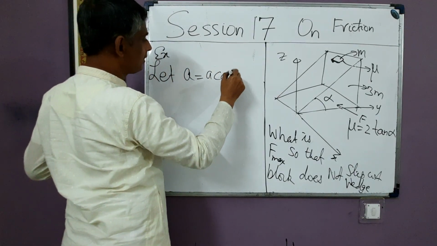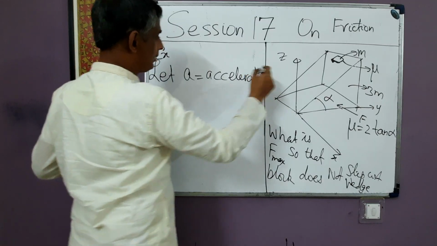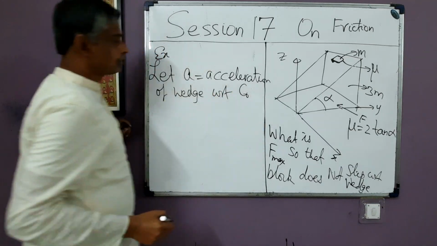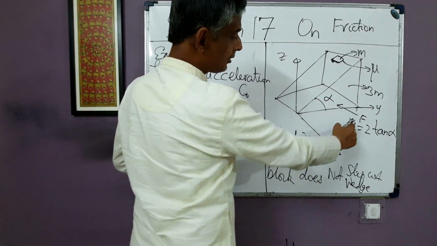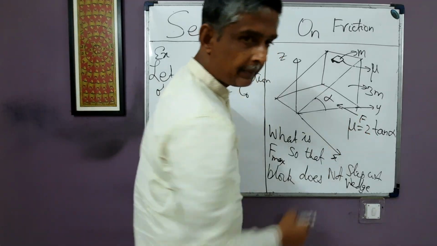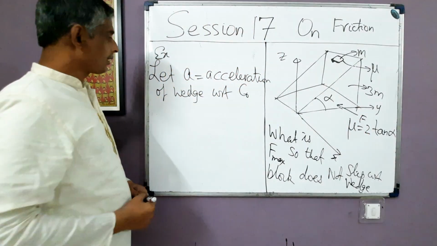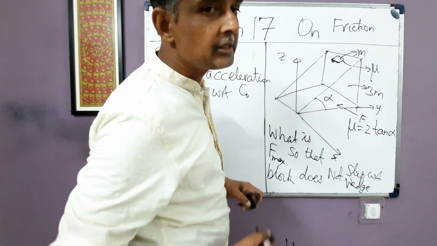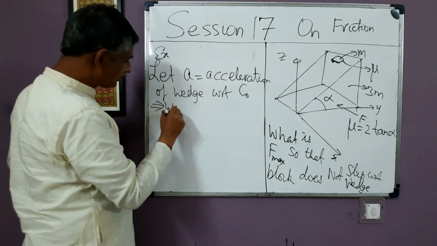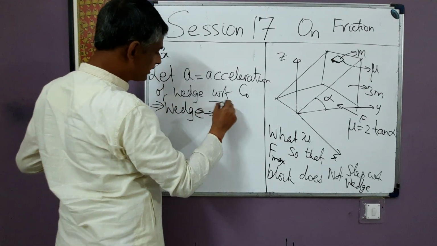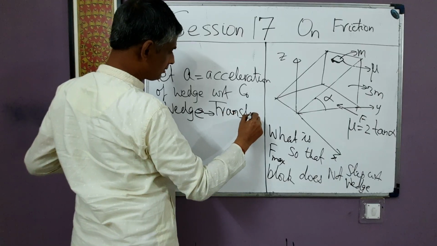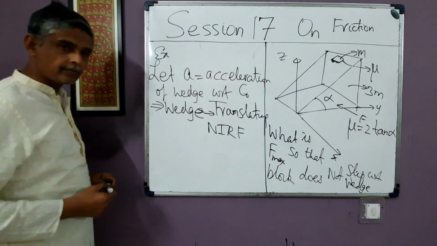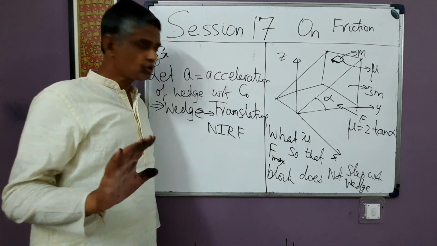So let a be the acceleration of the wedge with respect to the ground. This a will be in the negative x direction, just in the direction of the externally applied horizontal force capital F. Now this means that this wedge is a translating non-inertial reference frame.